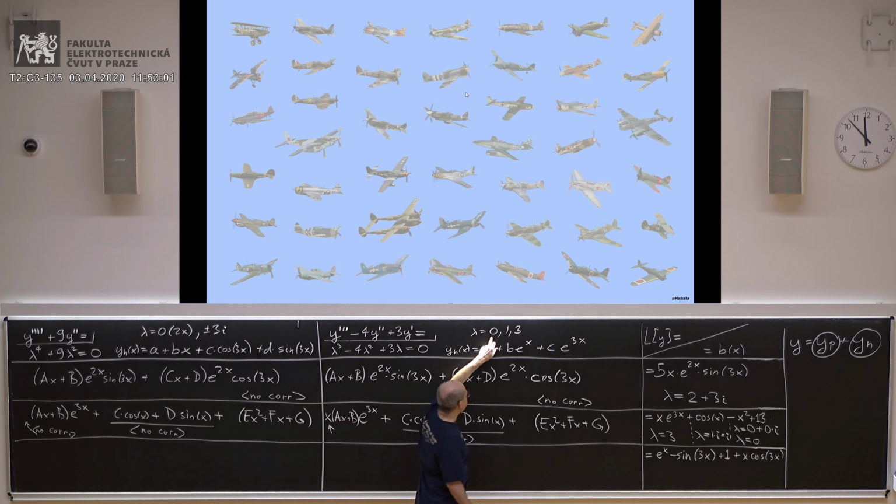Okay, let's move to the other equation. Do I see lambda equal to 0? Yes, I can see it, and it's a double characteristic number. There has to be a double correction. That's important. So there's just a single correction here, and here it is double. Okay?